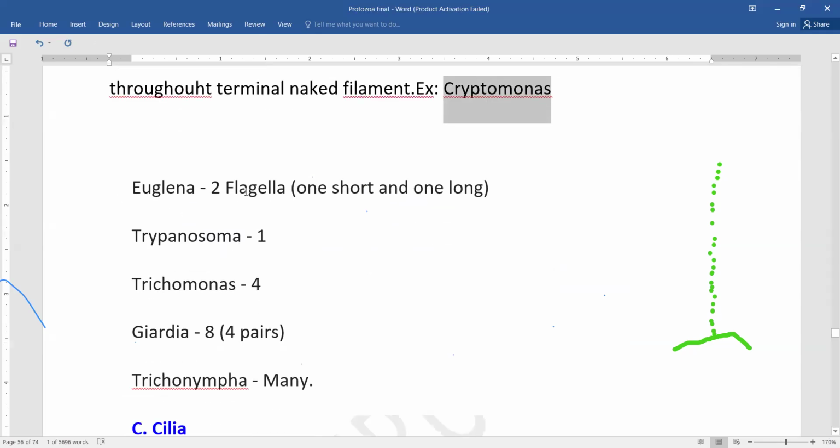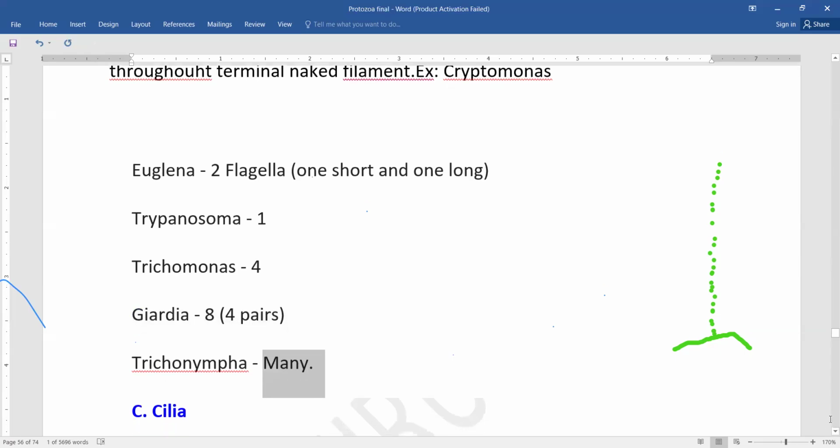Euglena has two flagella, one short, another one long. Trypanosoma has one flagellum. Trichomonas has four flagella. Giardia lamblia or Giardia intestinalis: yesterday I told you, 4 pairs of flagella. And Trichonympha contains many, many flagella. So that is about today's class.